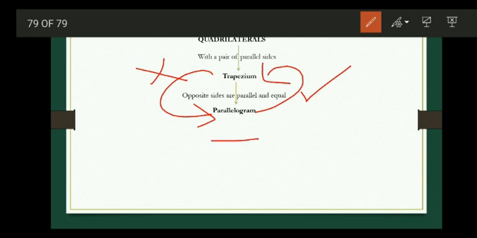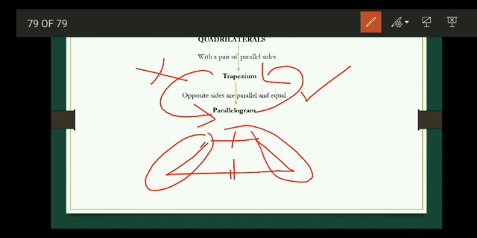Suppose we consider this trapezium. Here we have only one pair of parallel sides. These two sides are parallel, and these two sides are not parallel. So this is a trapezium, but this is not a parallelogram, because for this shape to be a parallelogram, it should have opposite sides parallel, but this side and this side are not parallel.